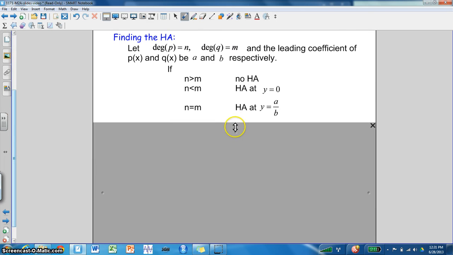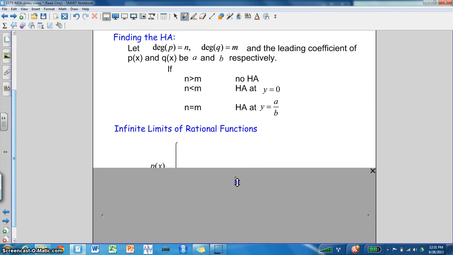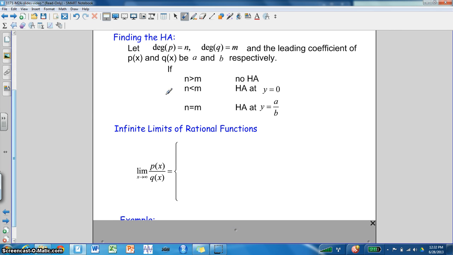Okay, and so this correlates directly to the limits. So again, if we have p over q and we know that n is greater than m, the limit here is actually going to be plus or minus infinity. Because if it doesn't approach a horizontal asymptote, it's clearly either increasing or decreasing without bound. We'll need to determine that, and that's fairly straightforward to do once we get there.